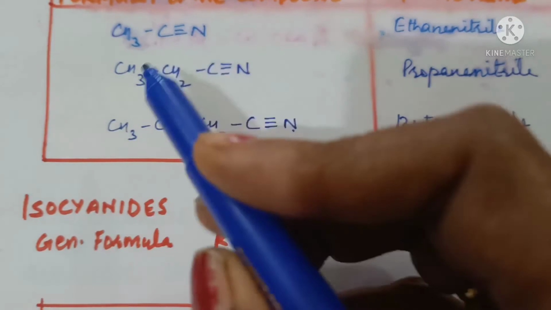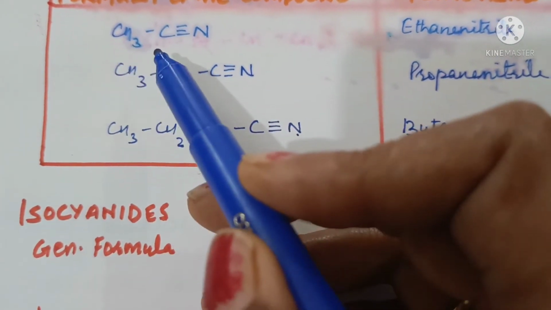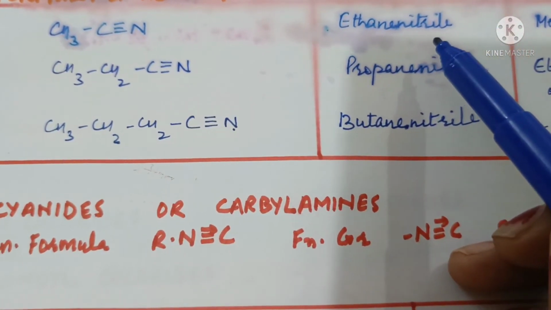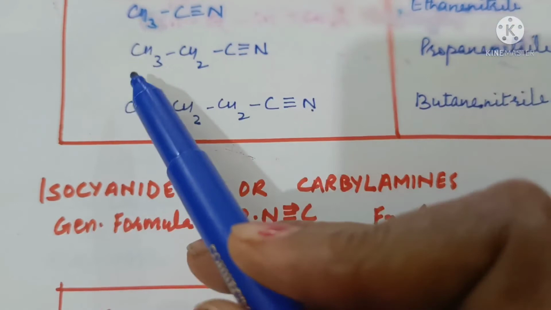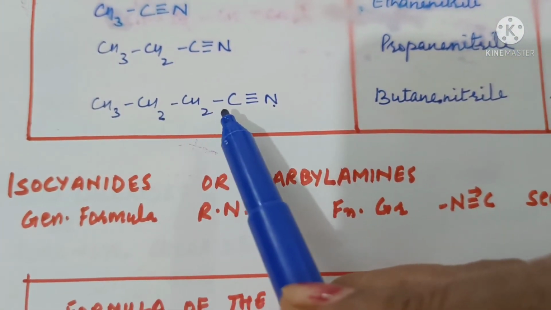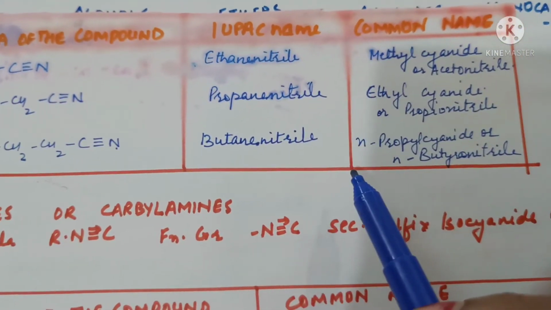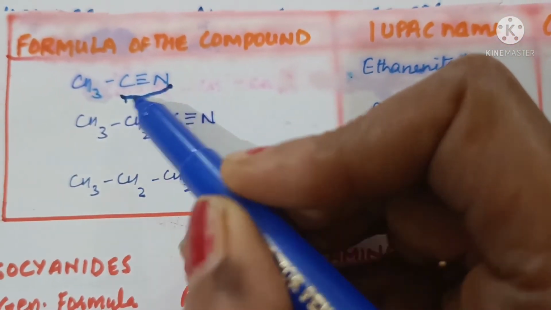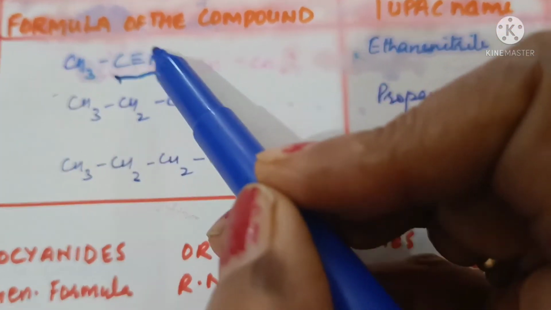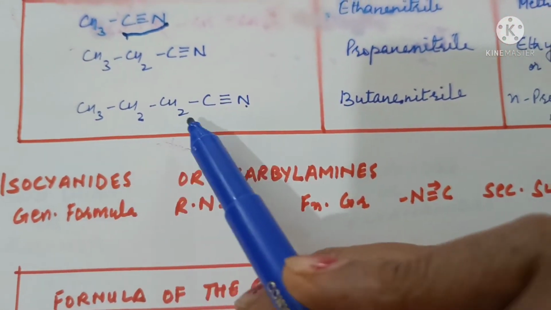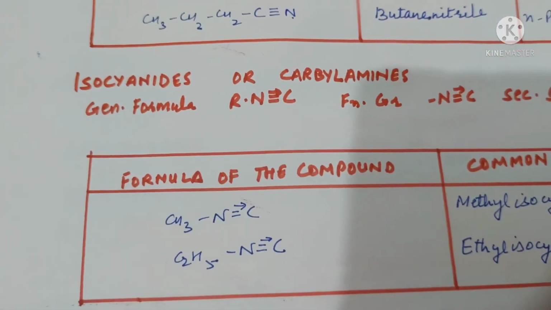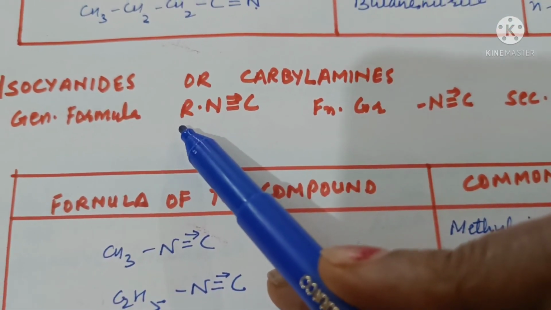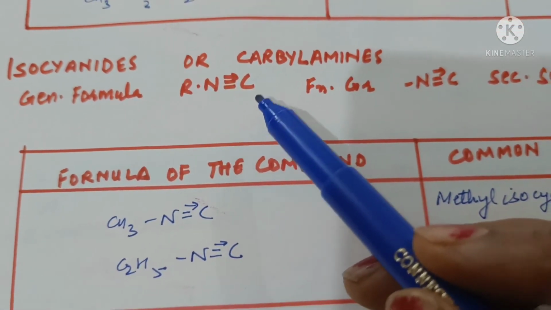In IUPAC system, we use the total number of carbon atoms as word root, and then we put the secondary suffix nitrile. So this will be called ethanenitrile, this will be called propanenitrile, and this one will be called butanenitrile. In common name, the CN group is taken together, and the name will be methyl cyanide, ethyl cyanide, and propyl cyanide.